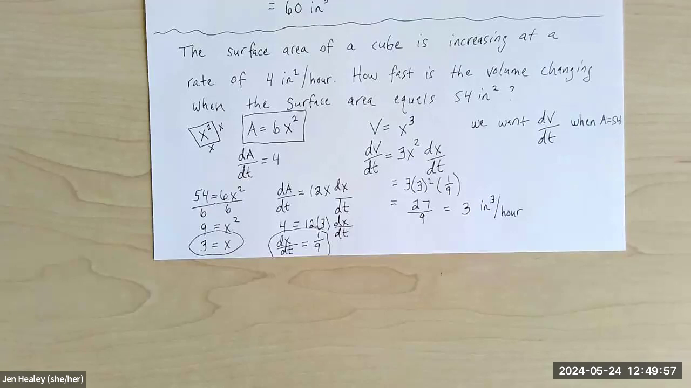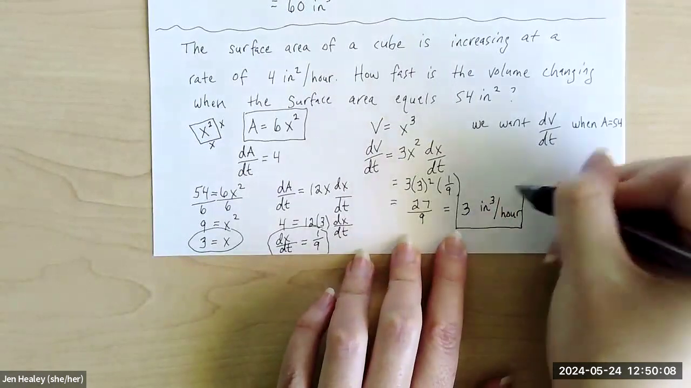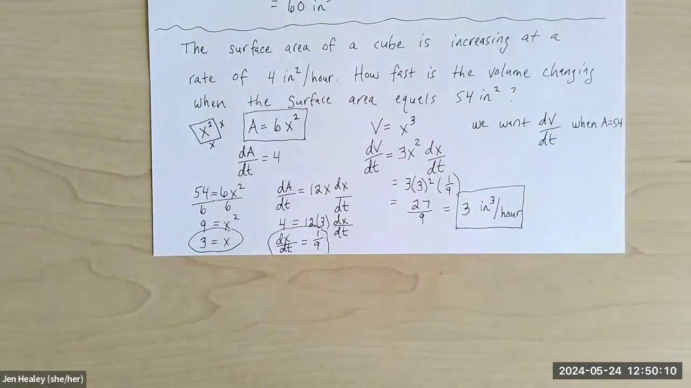dx/dt equals... dx/dt was 1/9. Oh, that's dV/dt. Yeah. Okay.